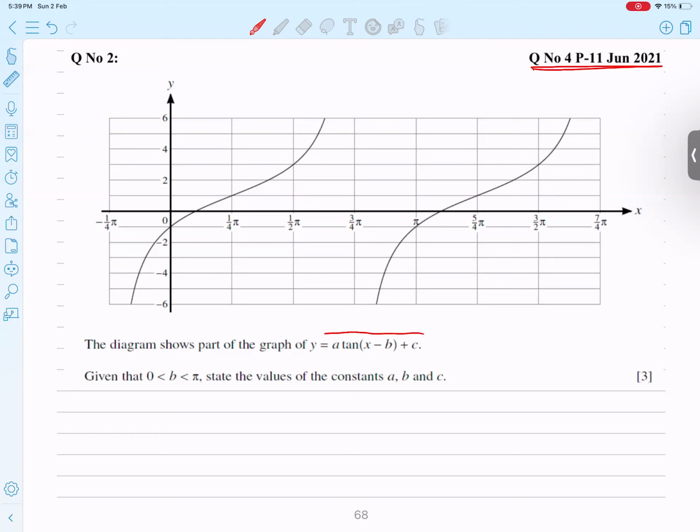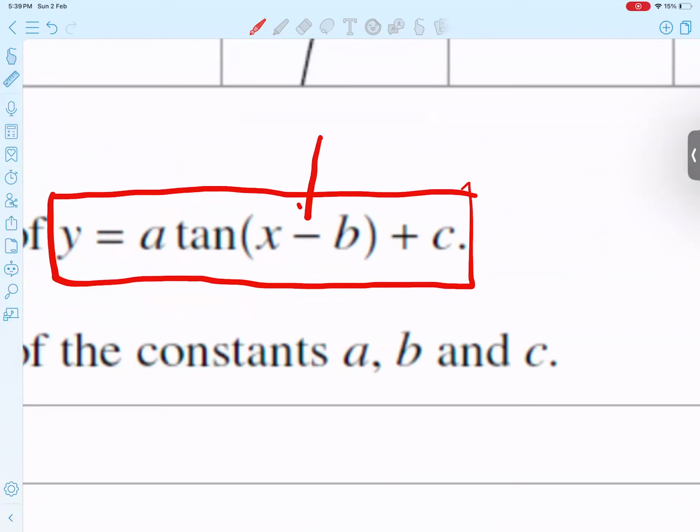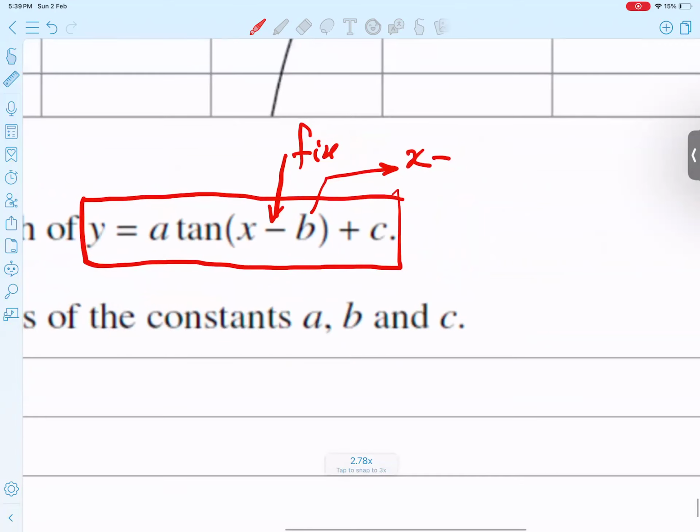We have the question given here, y is equal to a tan(x - b) + c, and it says state the values of a, b, c. For your knowledge, you know it very well, the inside with this negative sign is a fix, and this is called x-axis translation. Or what is this outside? It's called y-axis translation. As we discuss later, we can even call this a stretch factor, but we will not discuss that way.